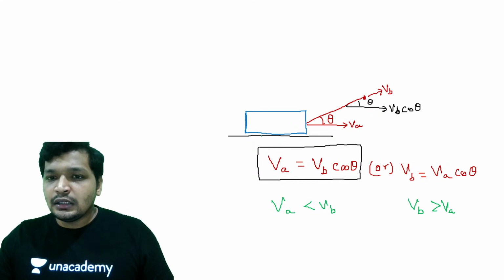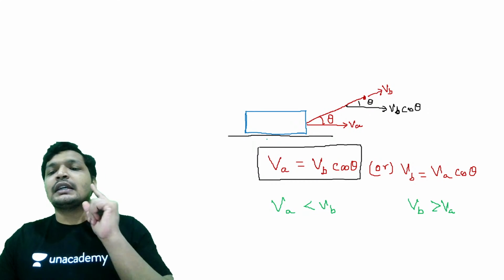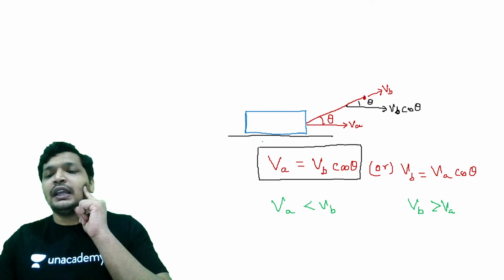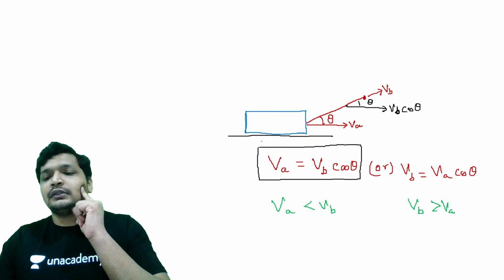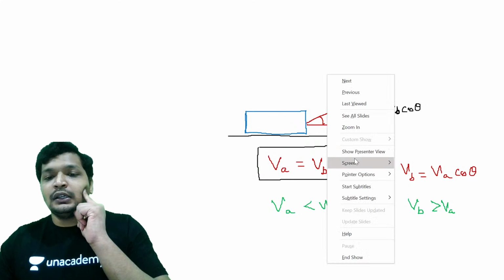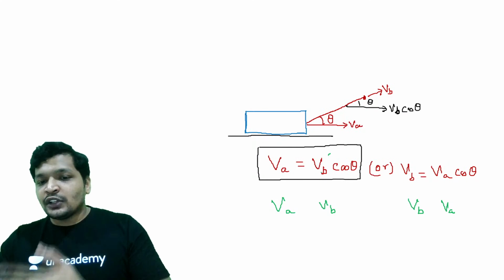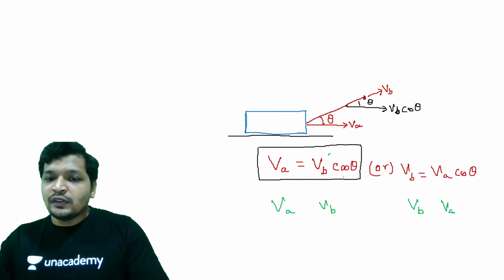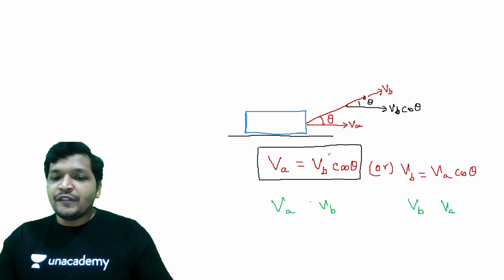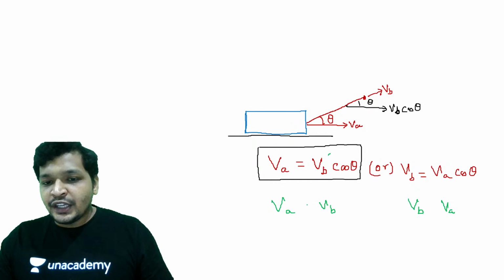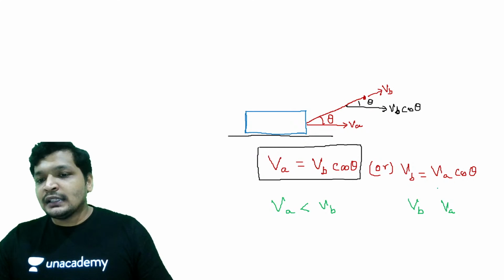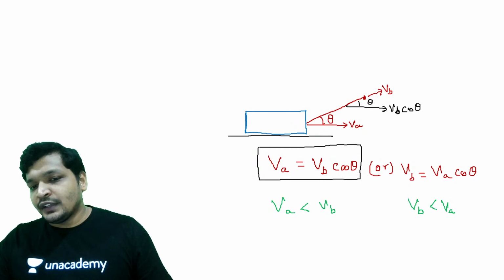Right? VB is greater than VA. Okay, just a moment. I think I made a small mistake with the greater than sign. I got confused. So anyway, this says VA is equal to VB cos theta. Cos theta is always less than 1. That means VB is always greater than VA in this case. And in this case, VA is always greater than VB.